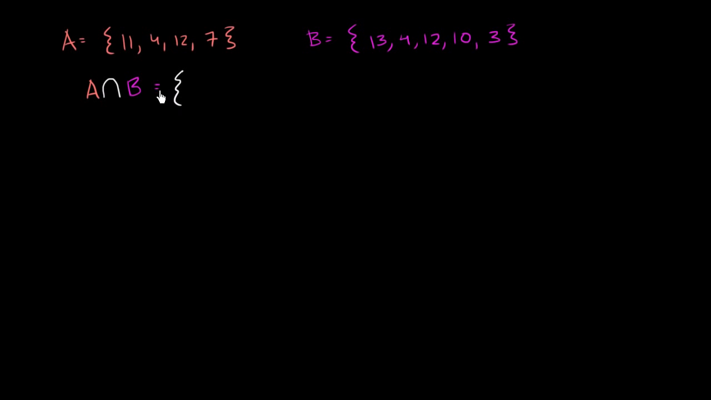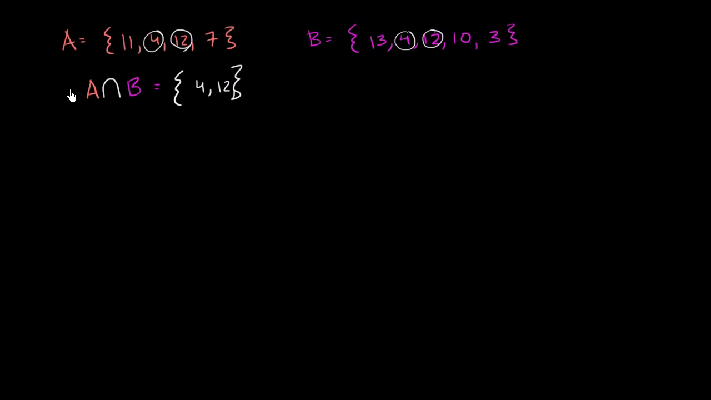Well, it's the things that are in both sets. So I have 11 here, I don't have an 11 there, so that doesn't make the intersection. I have a 4 here. I also have a 4 here. So 4 is in A and B. So I'll put a 4 here. The number 12, it's in A and B. So I'll put a 12 here. Number 7's only in A. And then 13, 10, and 3 are only in B. So we're done. The set of 4 and 12 is the intersection of sets A and B.